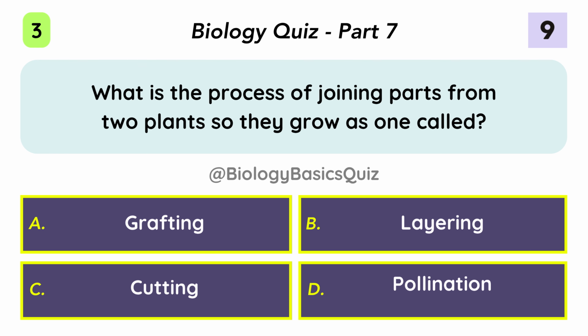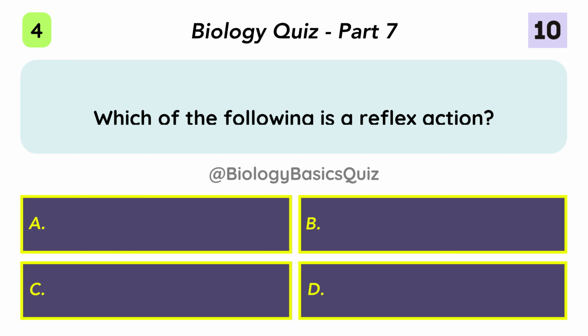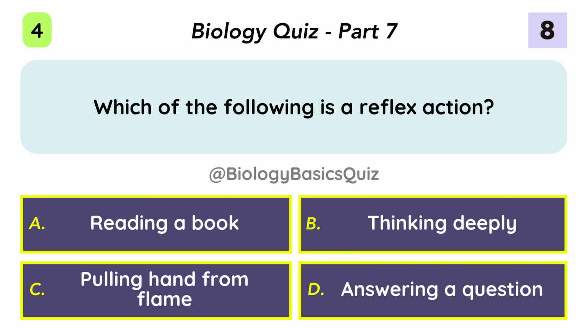What is the process of joining parts from two plants so they grow as one called? Grafting? Which of the following is a reflex action? Pulling hand from flame.